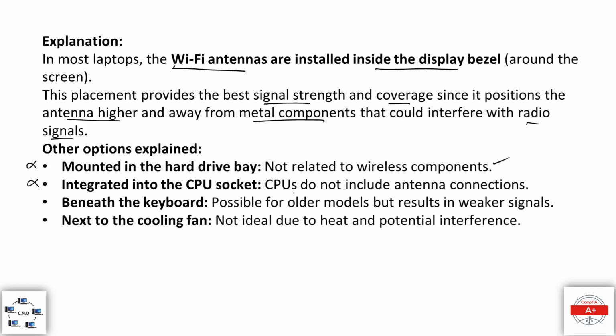Integrated into the CPU socket: CPUs do not include antenna connections. Beneath the keyboard is possible for older models but results in a weaker signal. And next to the cooling fan is not ideal due to heat and potential interference.